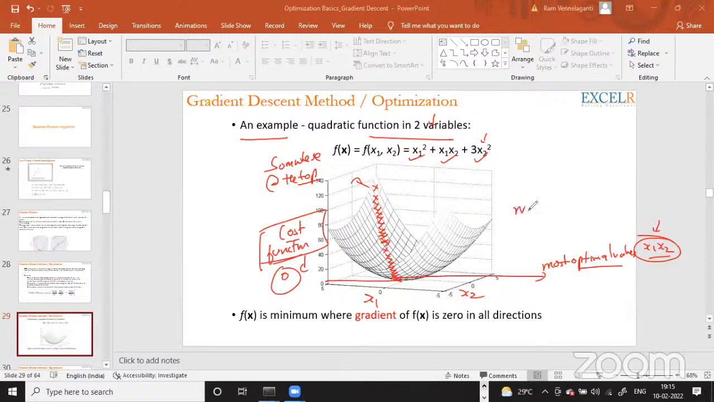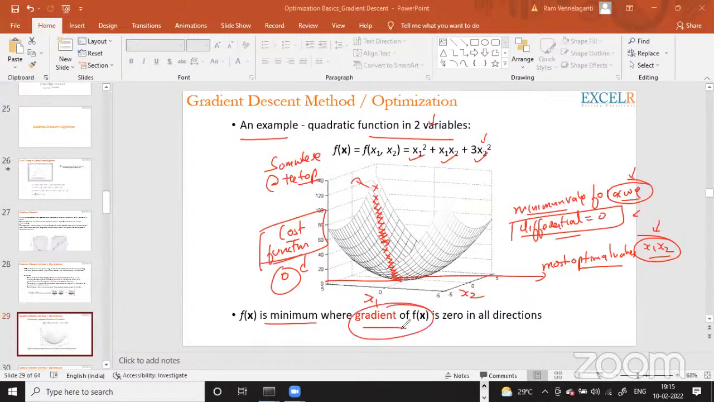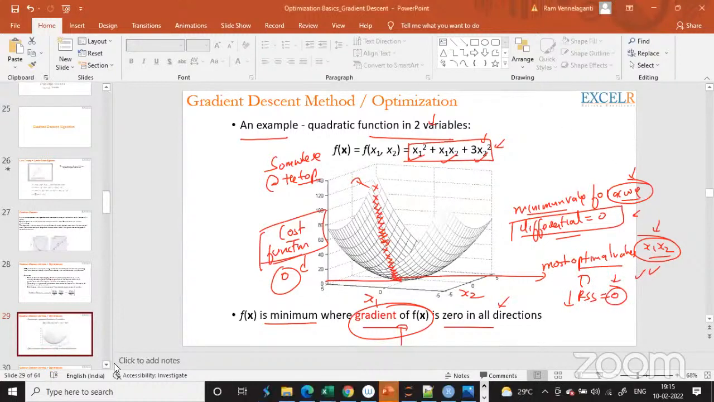So you have to find the minimum value for our curve. So how will you find out the minimum value for our curve? Simply take the differential and equate it to 0. So at this point, the slope of your curve is going to become equal to 0. So take the gradient of your function surface. Take the gradient of your quadratic function and equate it to 0. That is when you are going to get your most optimal values for your x1 and x2, which can reduce your residual sum of squares, your error sum of squares, to 0. That is what you are going to do.